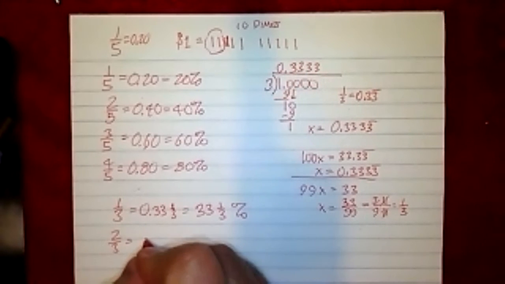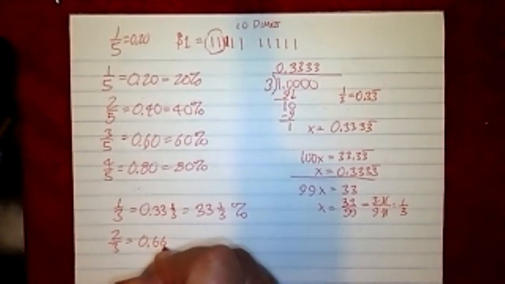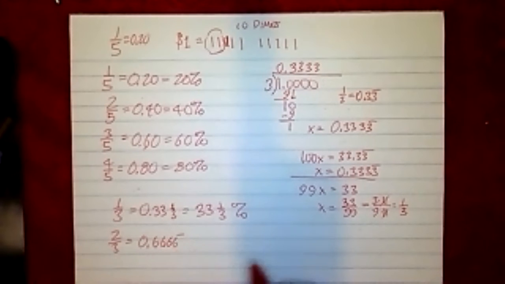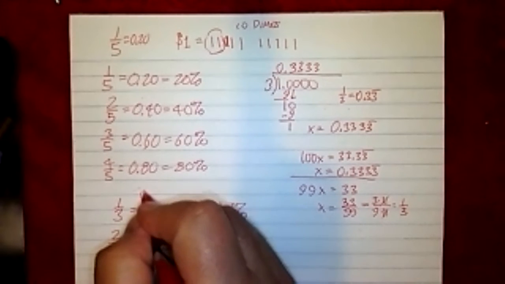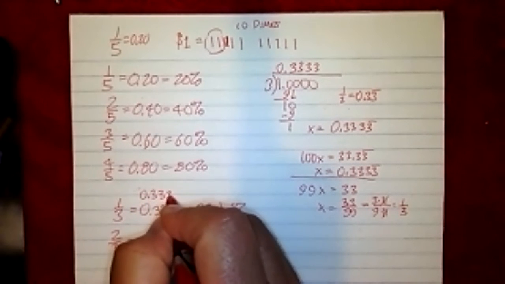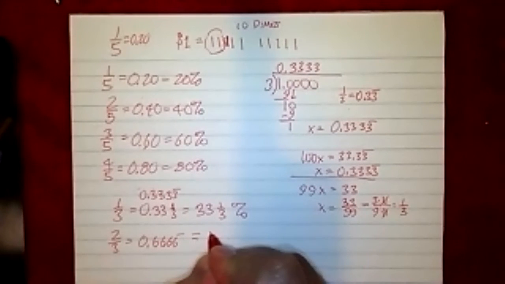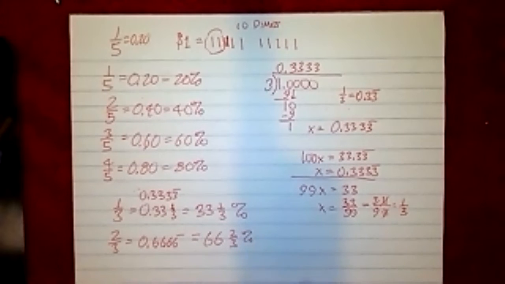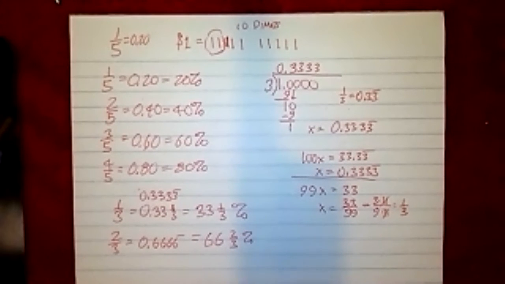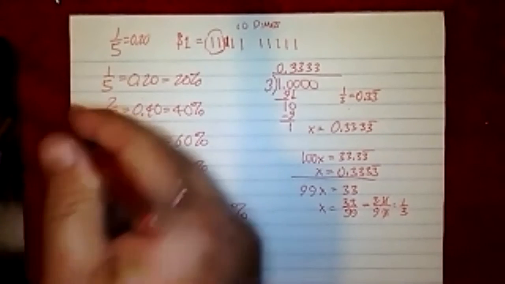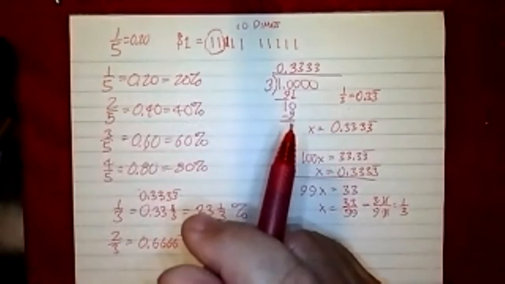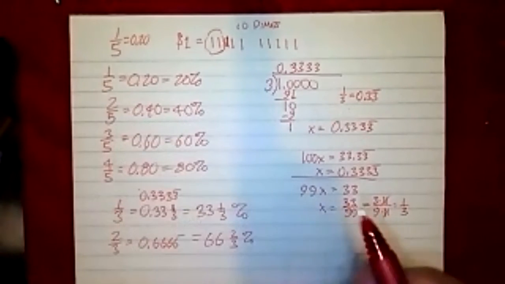So lo and behold, this becomes 0.6666, which I could write this too, by the way, and most people normally do when it's in decimal form, 3 forever. I could write this as 66 2/3%. Okay, so that's your thirds. So now I've got fifths, I got sixteenths, I got eighths, I got quarters, I got fifths and thirds.